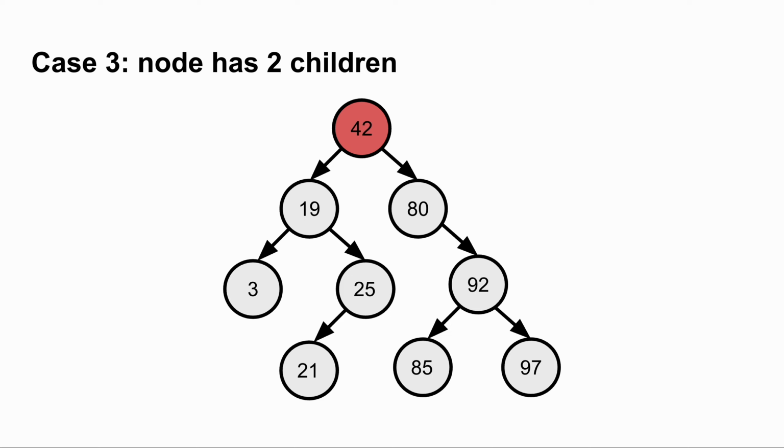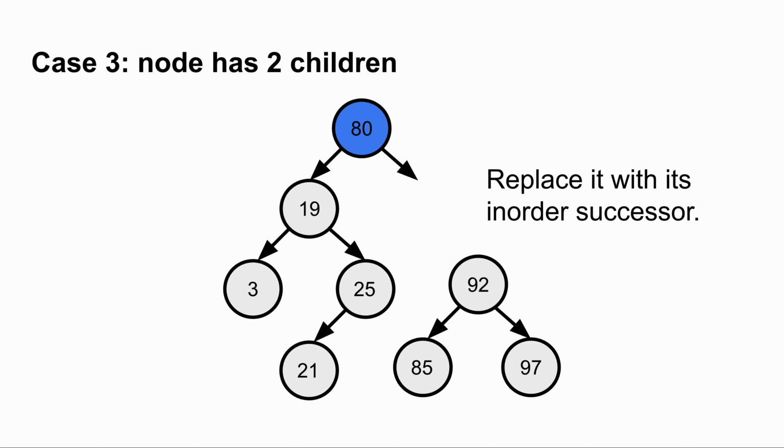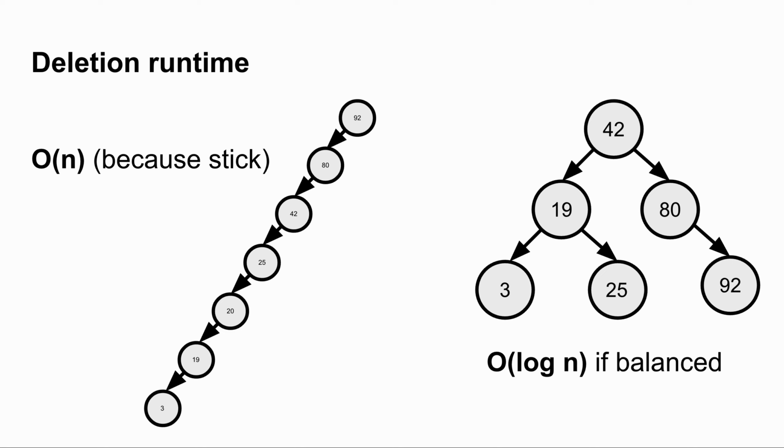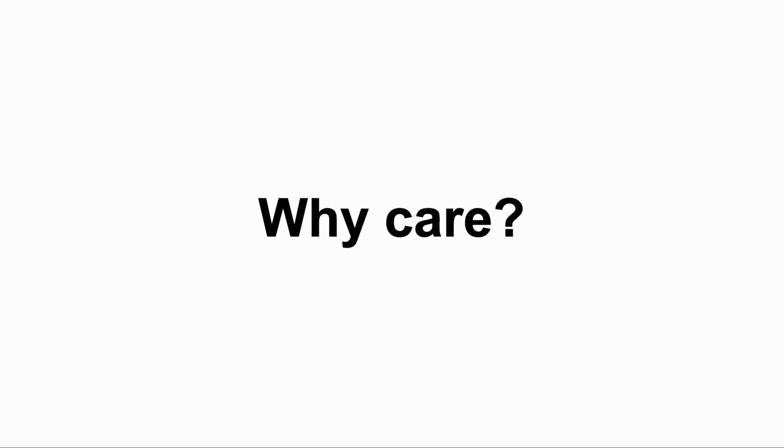You can also do the same thing with the in-order successor instead of the predecessor. That would be the smallest node in the right subtree, like so. You know the drill. The runtime is O of n in general and O of log n for a balanced tree. So why care about binary search trees?